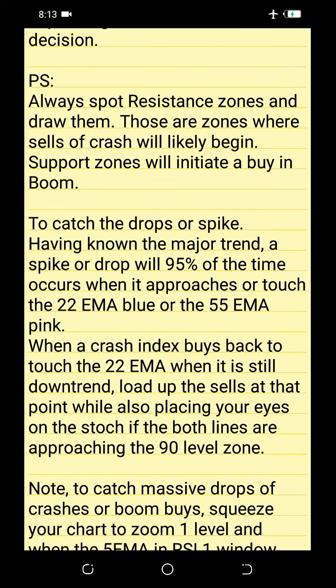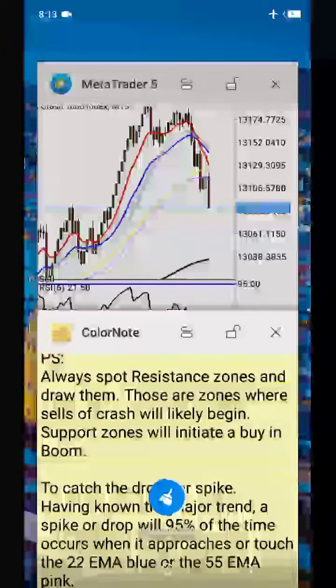Now, this one is just to catch the drops. You are not concerned about the pattern. You just want to catch the spikes, catch the drops and all that. Having known the major trend, which is also a factor anyway, a spike or drop will 95% of the time occur when it approaches or touches the 22 EMA blue or the 55 EMA pink. I have said it before and I'm saying it now. Now look at what I'm saying.